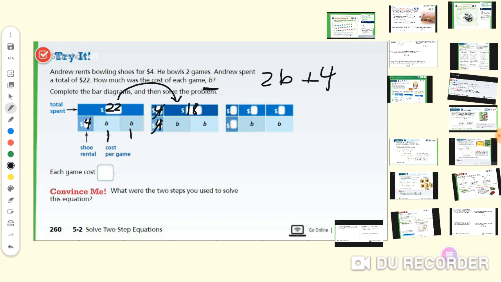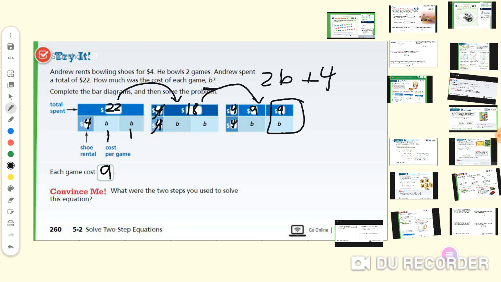This is how to solve it by bar. But we will solve it by equation, as we studied before. If we divide 18 into 2 parts, 18 divided by 2 equals 9. So 9 here, 9 here. So the price is what? B equals 9. So the cost of 1 game is $9.